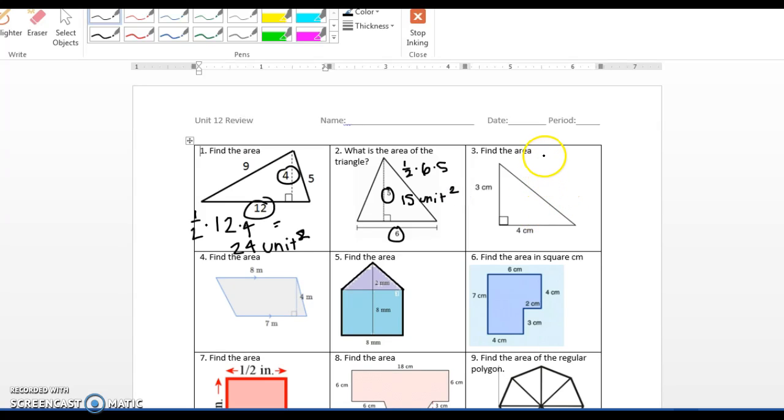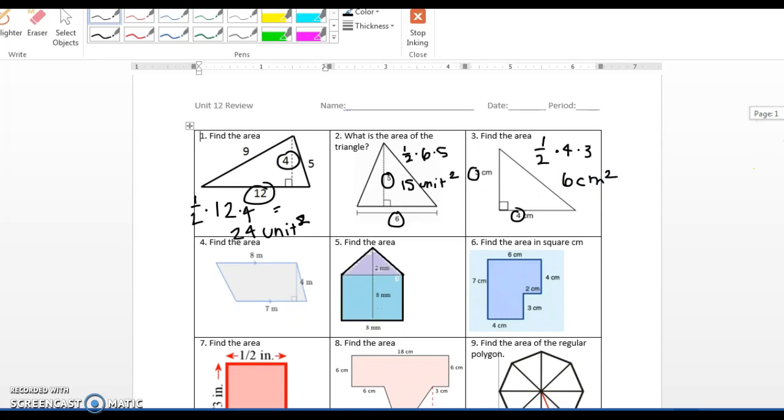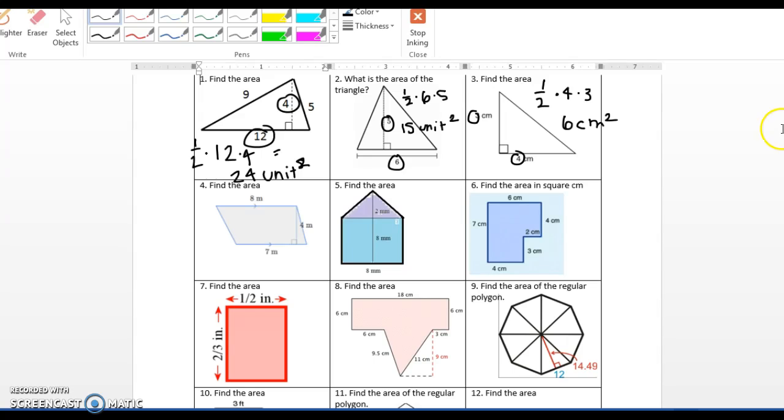Third time, again, 1/2 base times height. Get 6 centimeters squared. Number 4, this is a trapezoid.